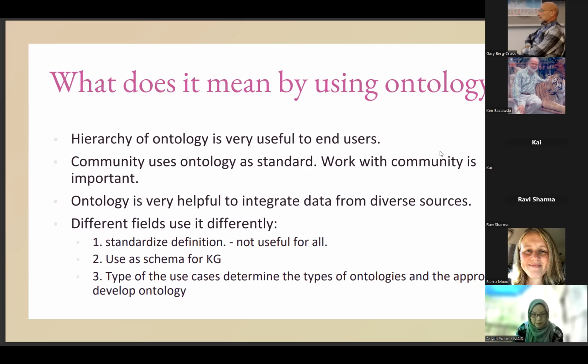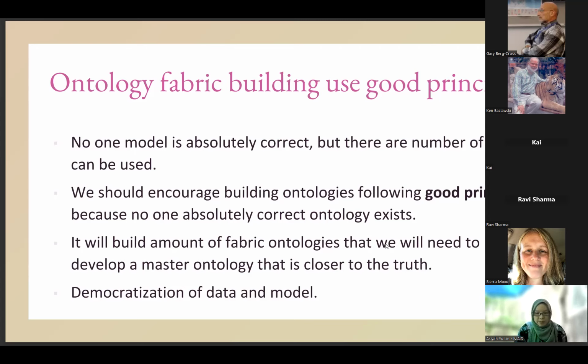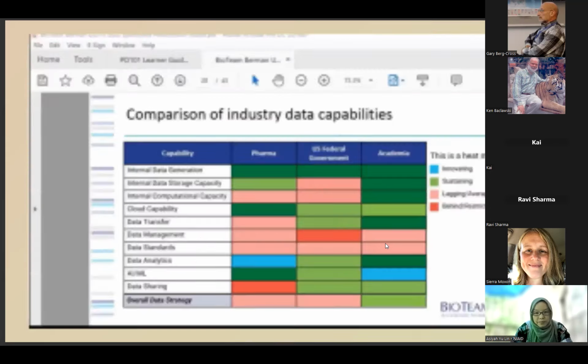Because not one model is absolutely correct, this thought promotes that we should encourage building more ontologies if they follow good principles. Then, based on those many ontologies, we can come up with a master ontology that is closer to the truth, because every ontology built is one angle towards the truth. This is more like a democratization of data and modeling.